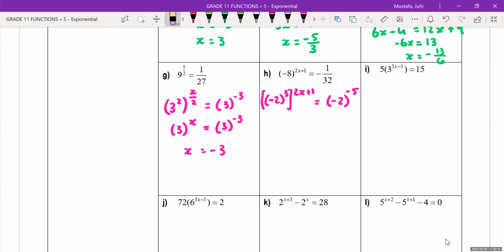Okay, so now I have my same base here. So I'm going to go ahead and do a power of a power. This is going to be 6x plus 3 is equal to -5, which is going to be 6x is equal to -8, and x is going to be equal to -4/3.